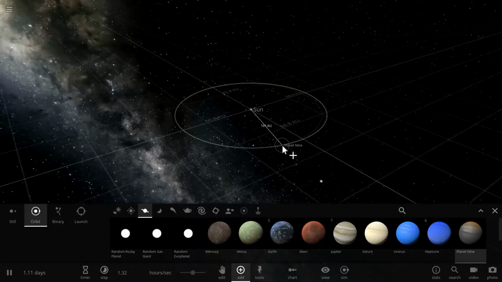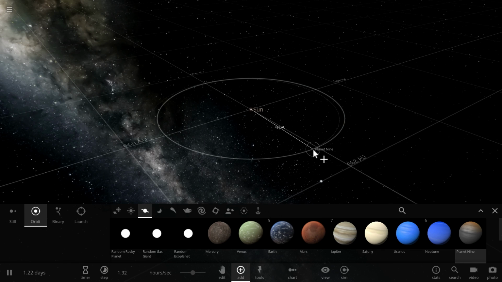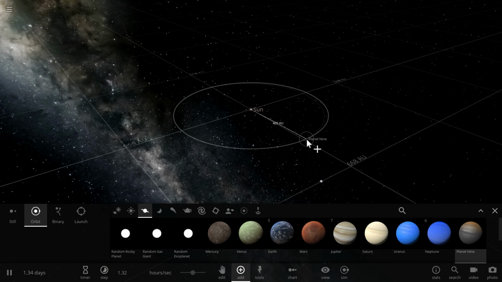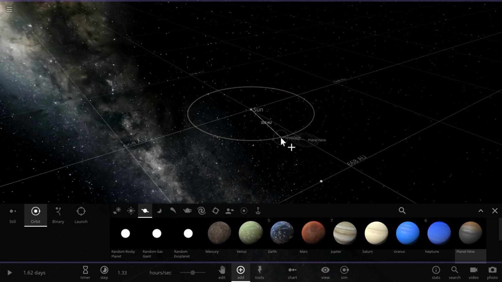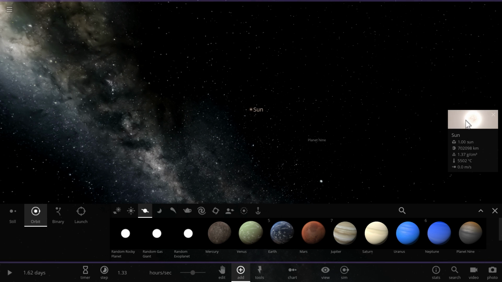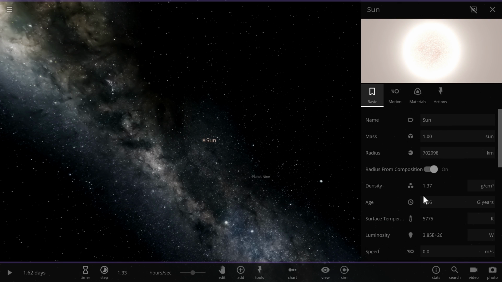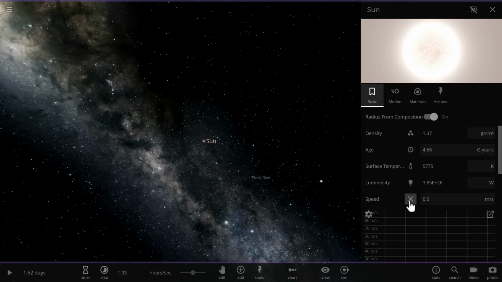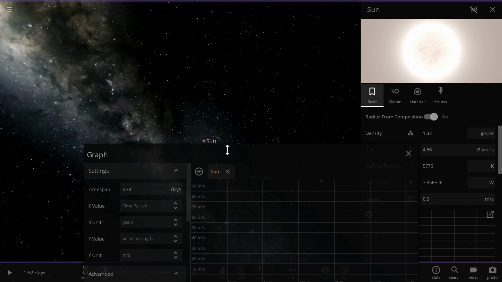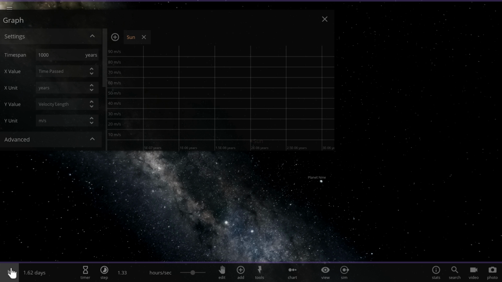But I'm placing it at a distance of over 400 astronomical units. And let's just place it at 400 something just to give it like the best estimates. And we're going to pause the game, place the planet right here, open the sun, and enable the speed, and just kind of observe what happens. So we're going to do just the same thing as before.